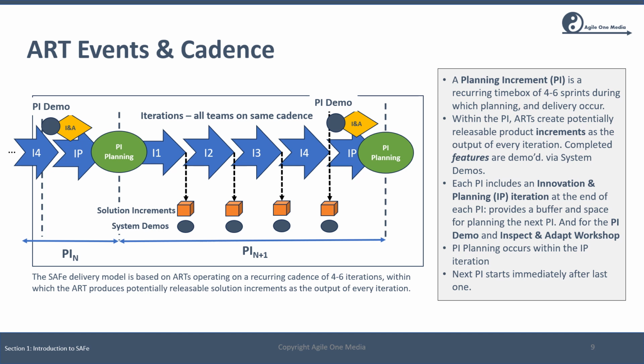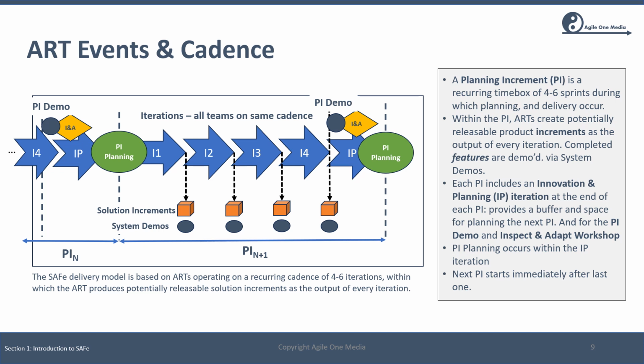Now let's look at the overall ART operating events and cadences. ARTs operate within fixed length time boxes called PIs, or planning increments. One PI is typically 4 to 6 iterations or sprints, during which the ART plans and delivers to a set of PI objectives. At the end of each iteration, completed features are demoed. Each PI concludes with an innovation and planning iteration, the IP iteration, the purpose of which is, first of all, to provide a buffer to complete any unfinished work.